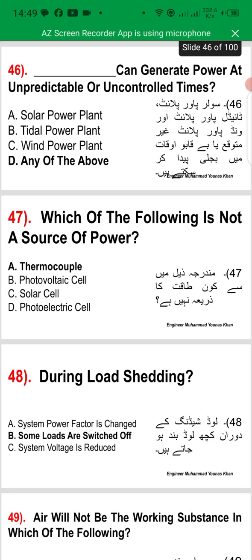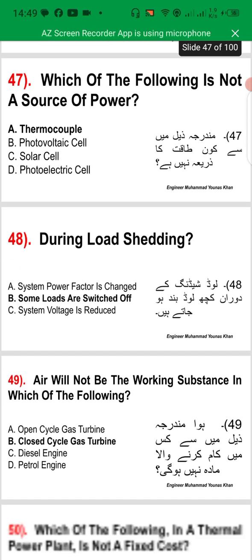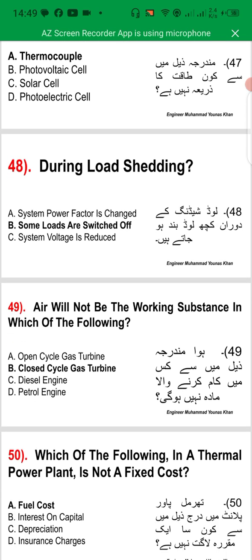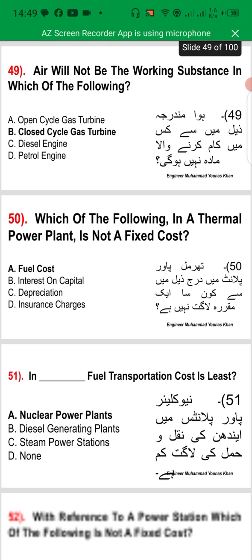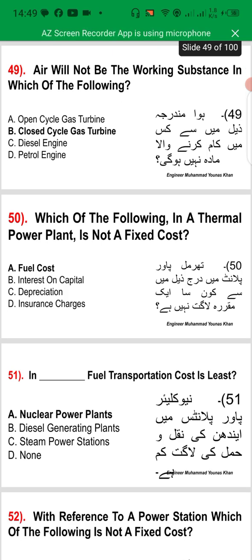Any of the above can generate power at unpredictable or uncontrollable times: solar power plant, tidal power plant, wind power plant. Which of the following is not a source of power? Thermocouple. During load shedding, some loads are switched off. Air will not be the working substance in which of the following? Closed cycle gas turbines.